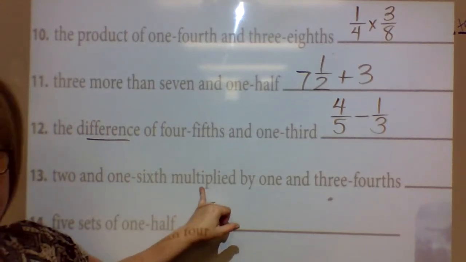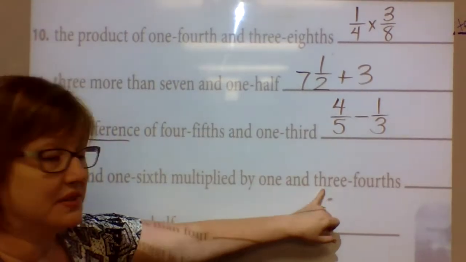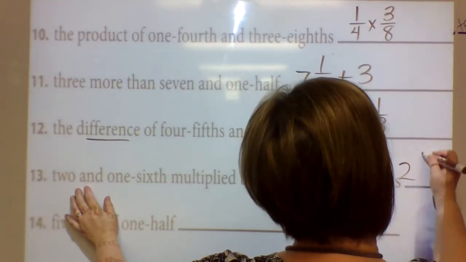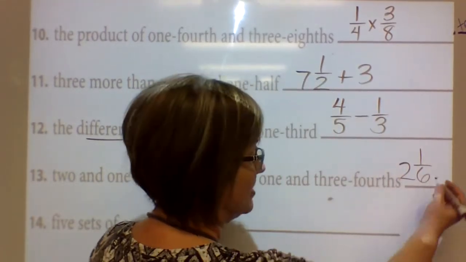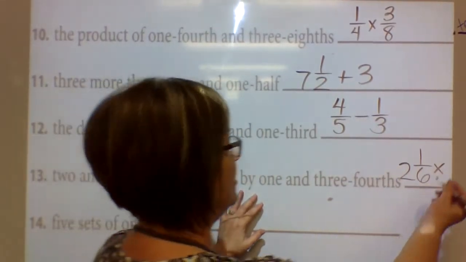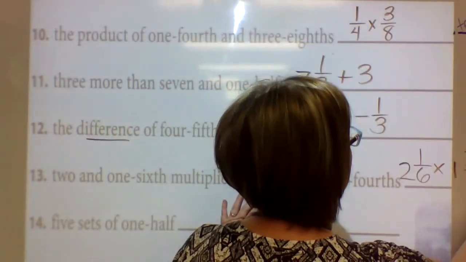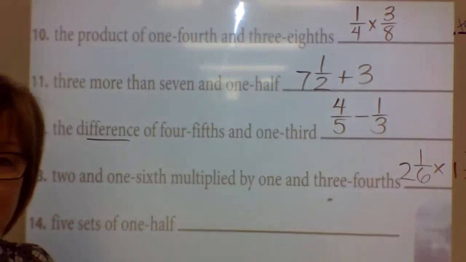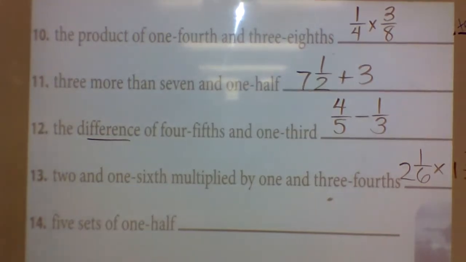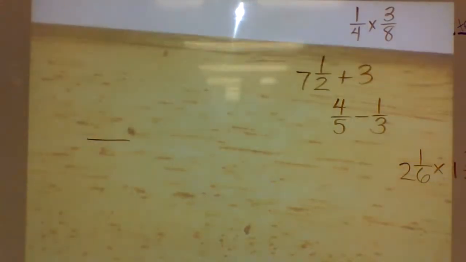2 and 1/6 multiplied by 1 and 3/4. So we write 2 and 1/6 multiplied by 1 and 3/4. Okay, I'm running out of room, so I'm going to let you guys finish that section. It is so simple.